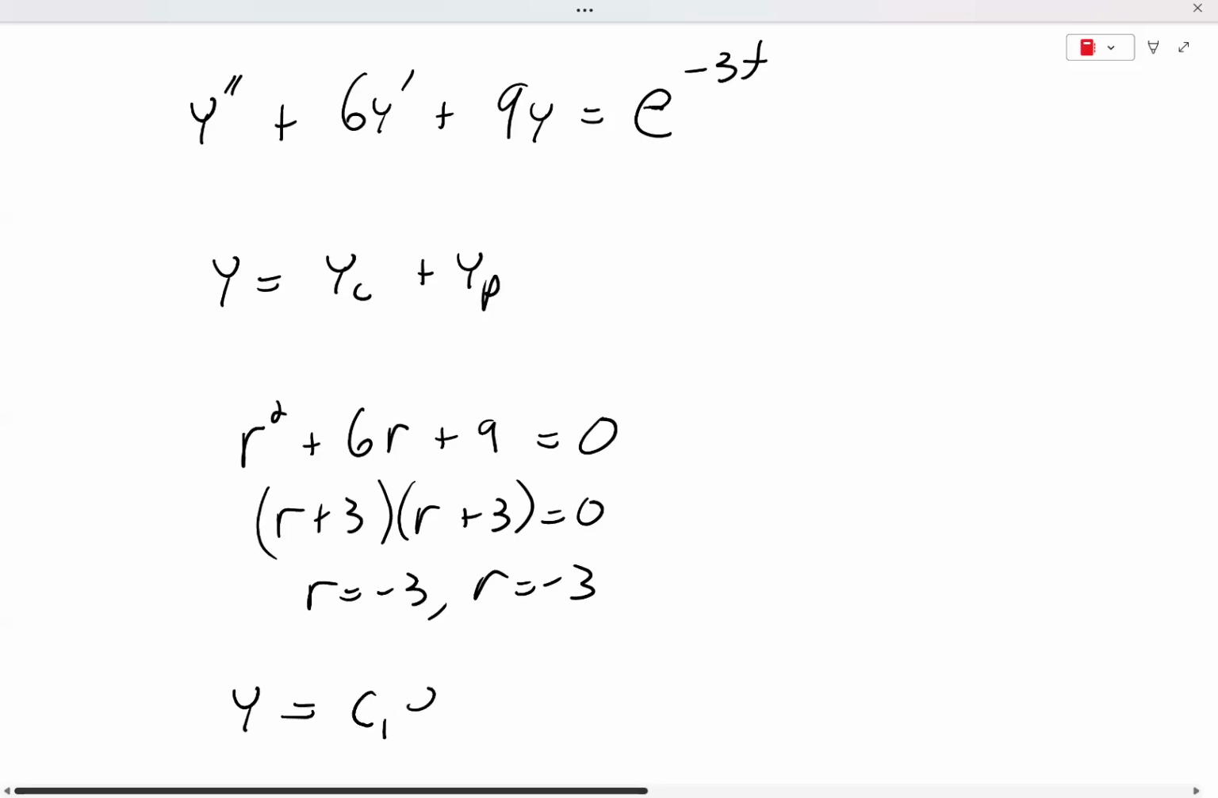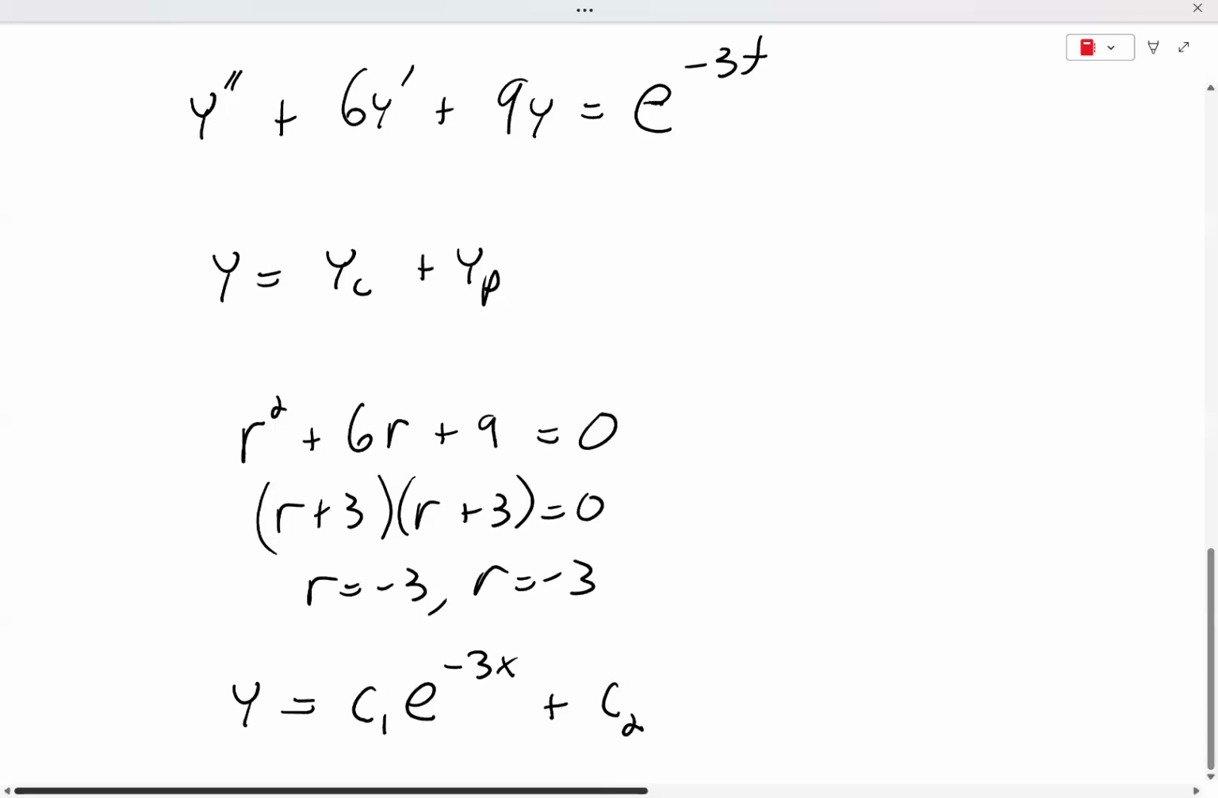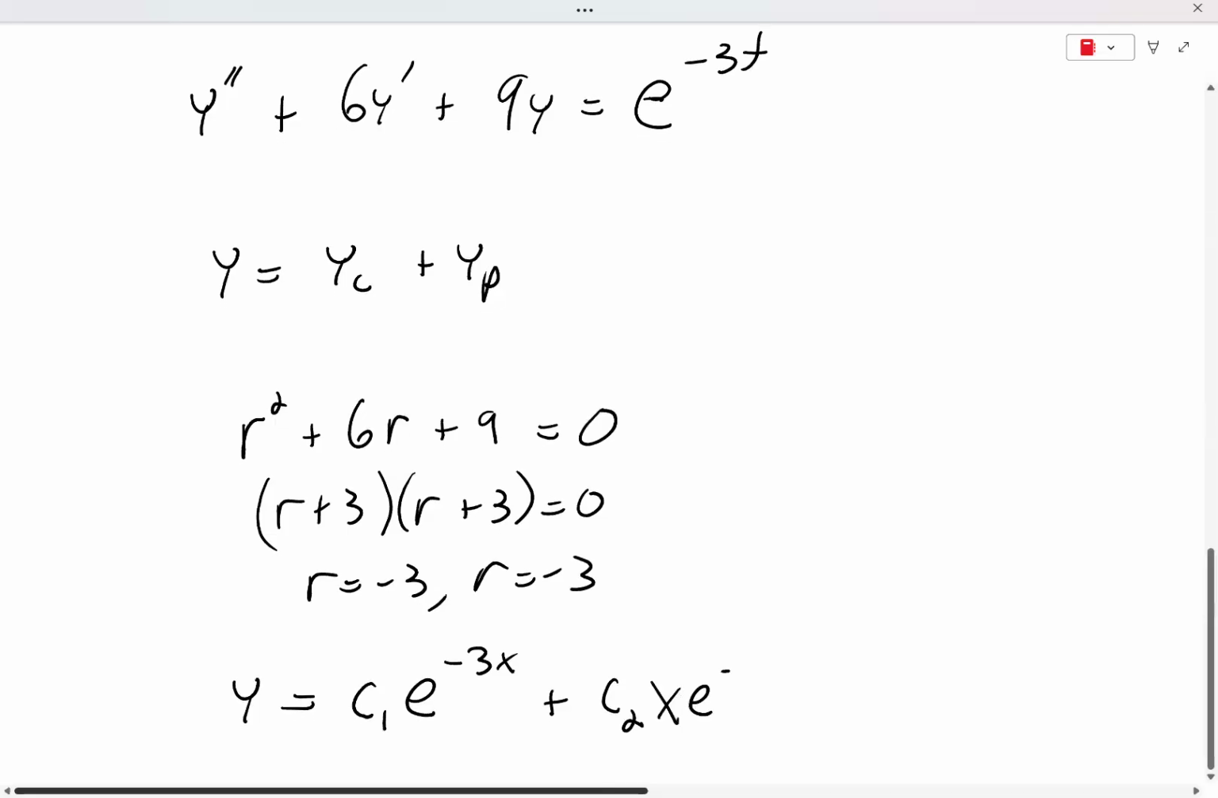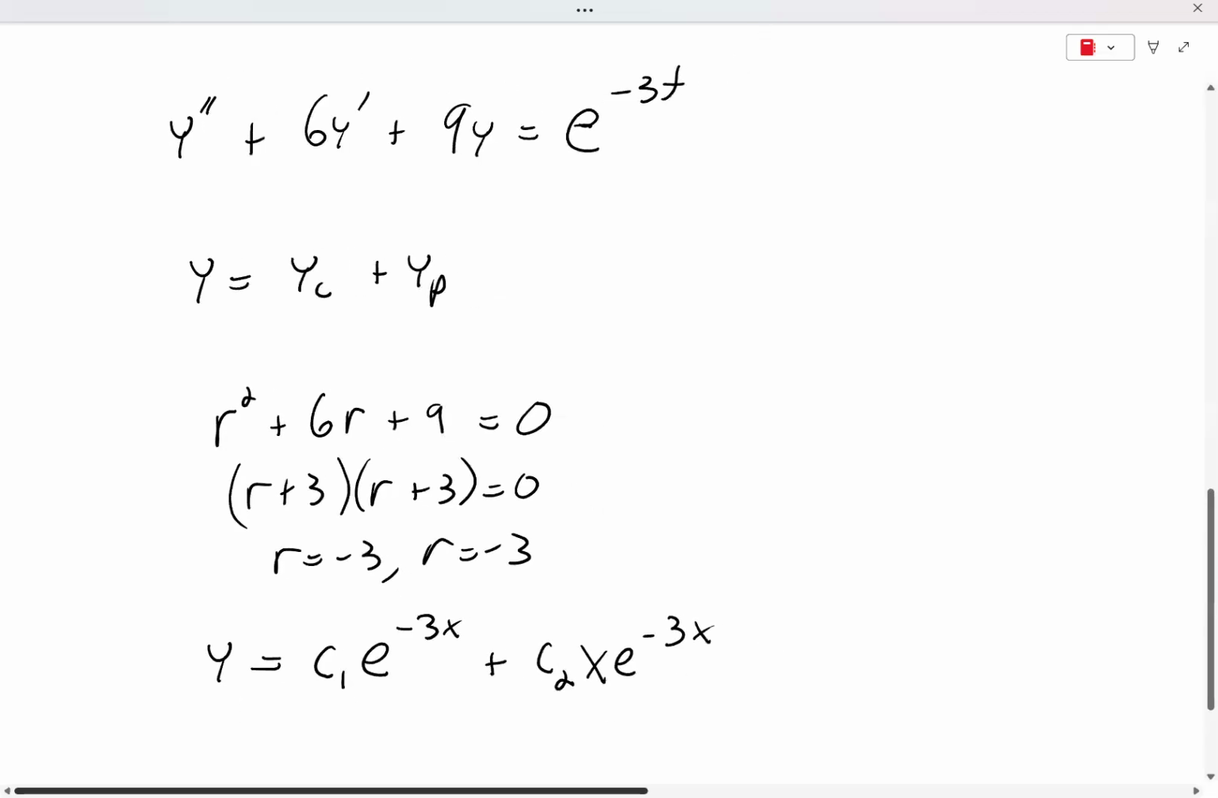C1 e to the negative 3x plus, and then if it's repeated, if we remember here, anybody remember what to do here with this? Okay, you put an x here if it's repeated. So that's the y sub c here, and then plus y sub p. So this is our general solution here. We've got to find the y sub p then.